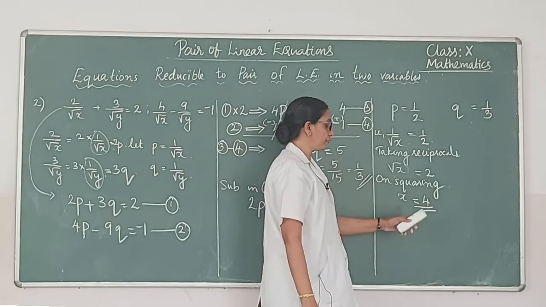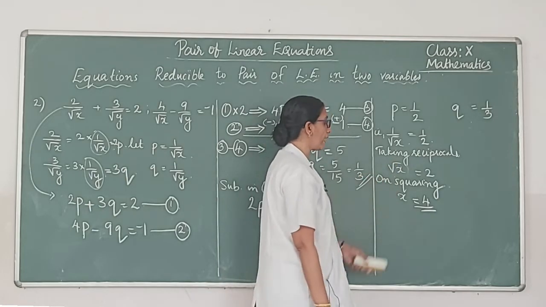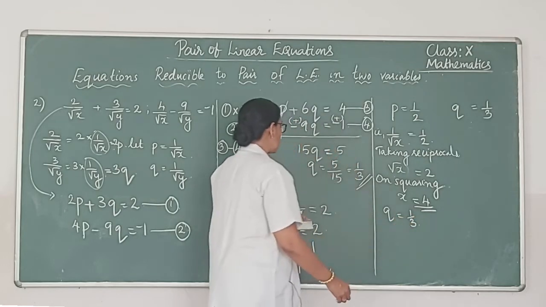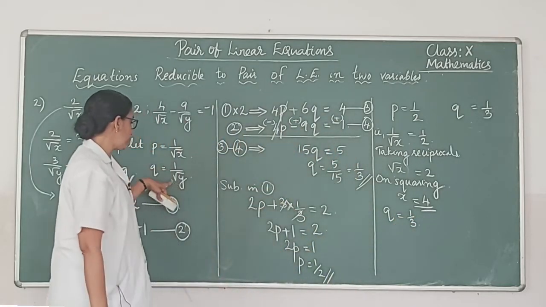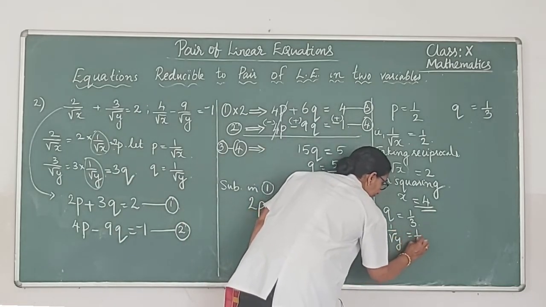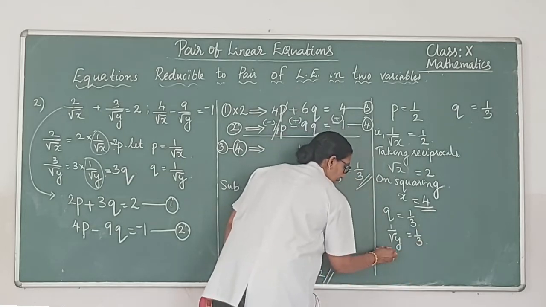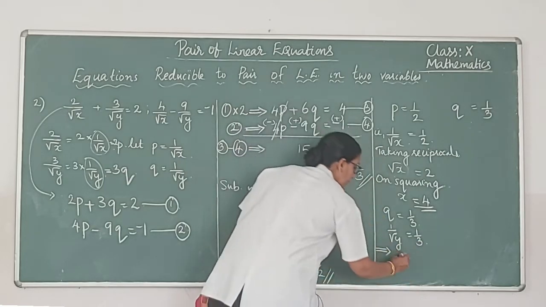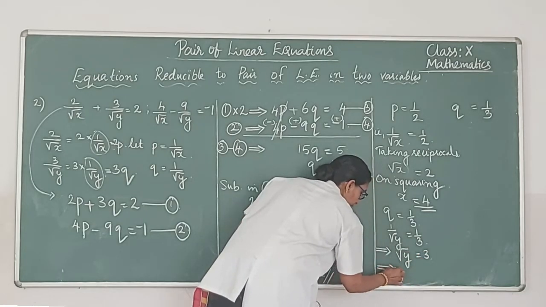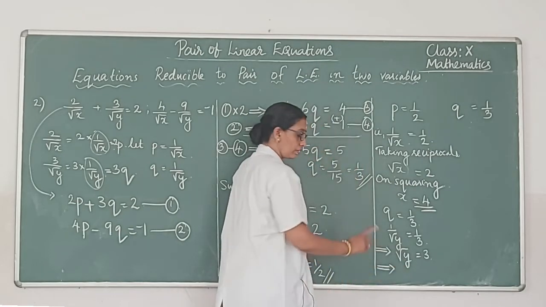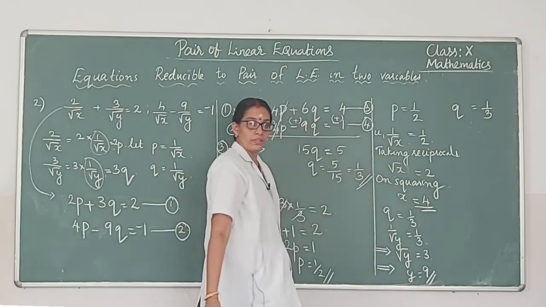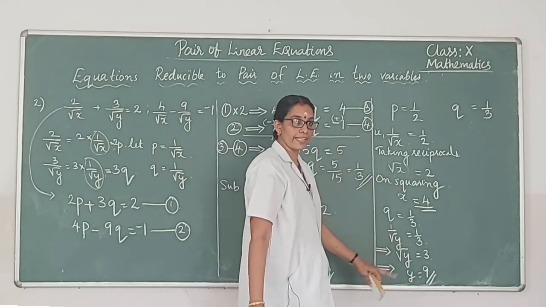Now what we need? We have to get value of y. For that we have q is equal to 1 by 3. What is q? Q is 1 by root y. That is 1 by root y is equal to 1 by 3. This implies we have to take the reciprocal. Root y is equal to 3. And from this what we will get? We have to square on both sides. So y is equal to 9. Okay. So we got value of x and y.